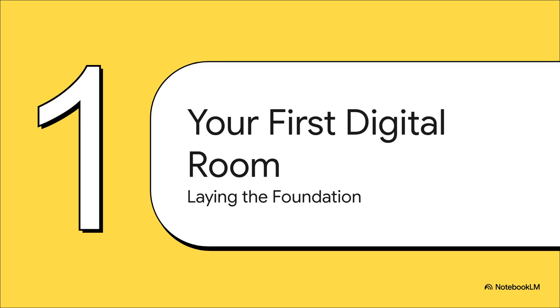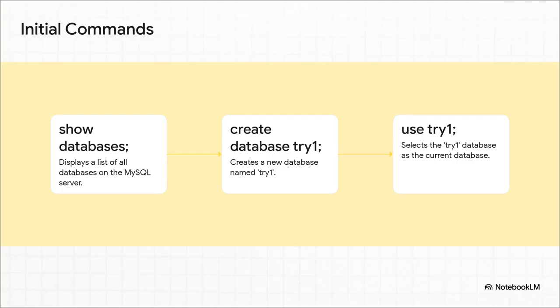Okay, first things first. Before we can even think about building walls or adding furniture, we need to claim our piece of digital land and pour the foundation. This is the absolute first step in our little construction project. It all boils down to these three commands to get started. First up, show databases. Think of this like surveying the land, right? You got to see what plots are already taken before you build. Then, create database try one. This is you planting your flag in the ground, claiming your own plot. And finally, use try one. That's you rolling up your sleeves and officially starting construction on that specific piece of land.